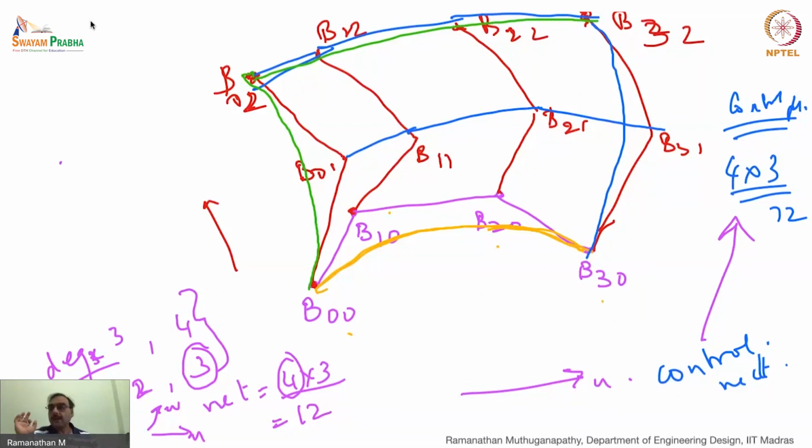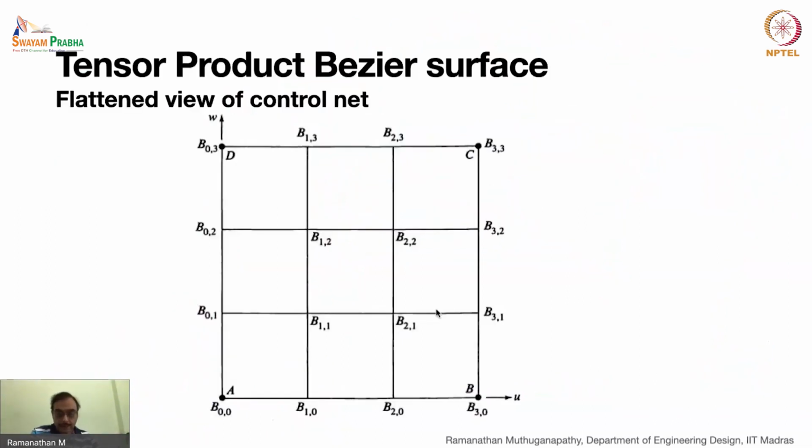Okay. So then how do you visualize better? Obviously this three-dimensional picture, you can actually try to draw for 5 by 4 or whatever be the number, it doesn't matter. So to make it a little bit easier, okay, we are going to use the following picture. Okay, so this is not exactly a planar figure, but just for notation, you can see this is U direction and this is W direction, and we see the indices of the control points.